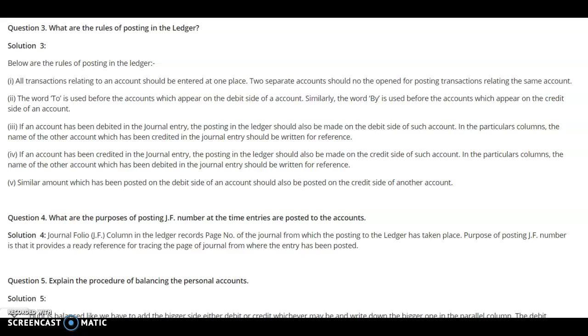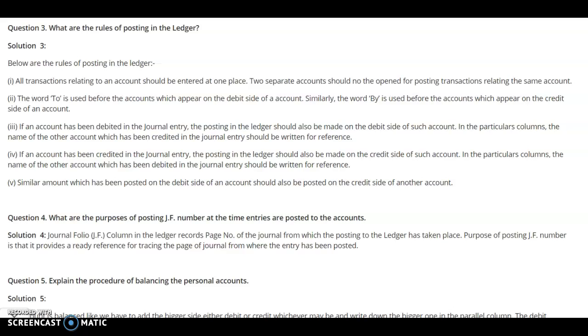What it means is that if you are posting 10 journal entries and in the 10 journal entries there is one common account of, say, cash, you will open the cash account only one time. You are not required to open a separate cash account again and again. So one common account contains the details relating to all those 10 journal entries.